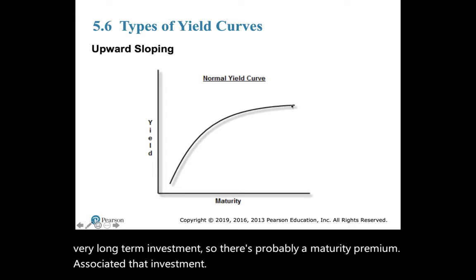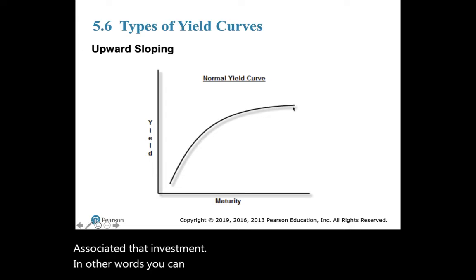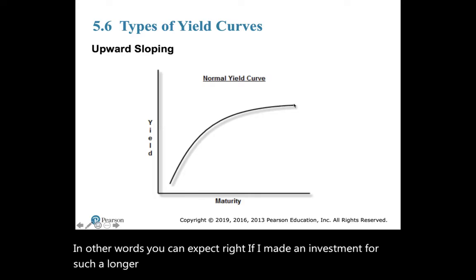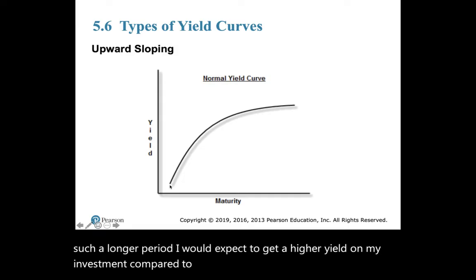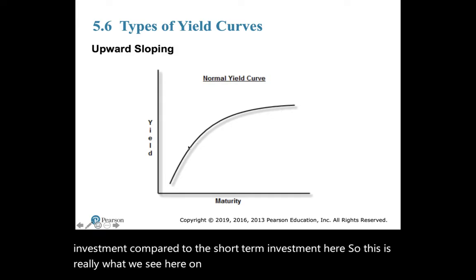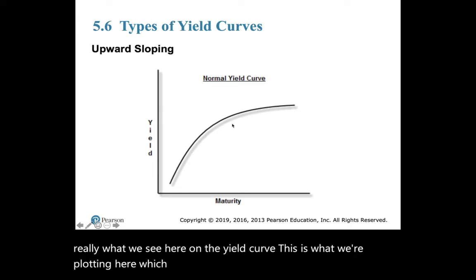In other words, if I made an investment for such a longer period, I would expect to get a higher yield on my investment compared to the short-term investment here, okay? So this is really what we see here on the yield curve. This is what we're plotting here, which is normal. It makes sense, right?